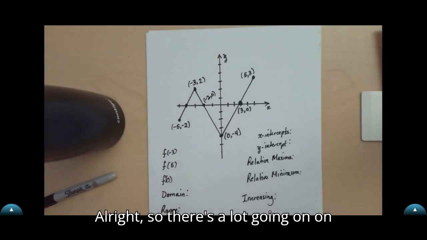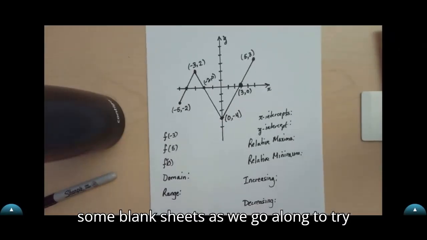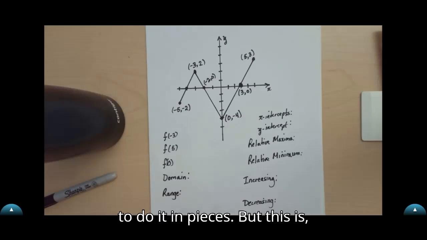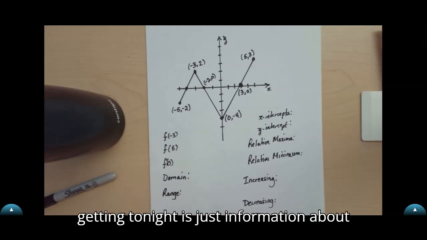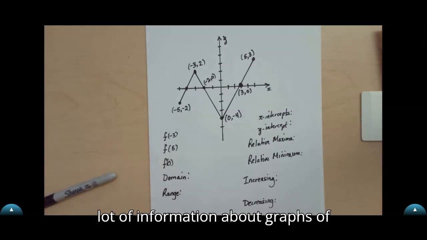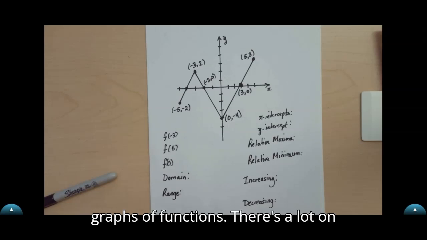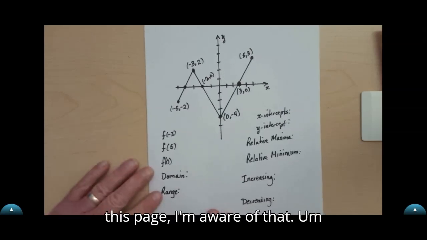Right, so there's a lot going on this sheet, and I'm probably going to use some blank sheets as we go along to try to do it in pieces. But as I said, a lot of the stuff we're getting tonight is just information about functions. And in this case, a lot of information about graphs of functions and how to analyze graphs of functions. So there's a lot on this page. I'm aware of that.